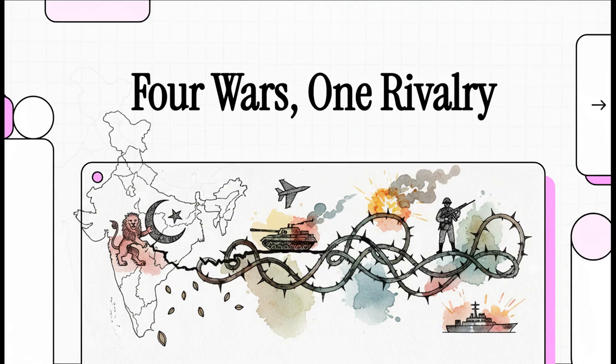When the 1947 partition of British India created two new independent nations, India and Pakistan, it did a lot more than just redraw a map. It actually planted the seeds of a really fierce rivalry, one that would erupt into 4 full-scale wars and pretty much shape the destiny of the entire subcontinent.